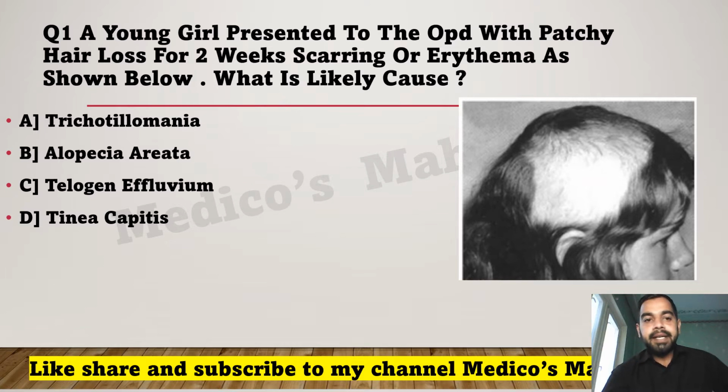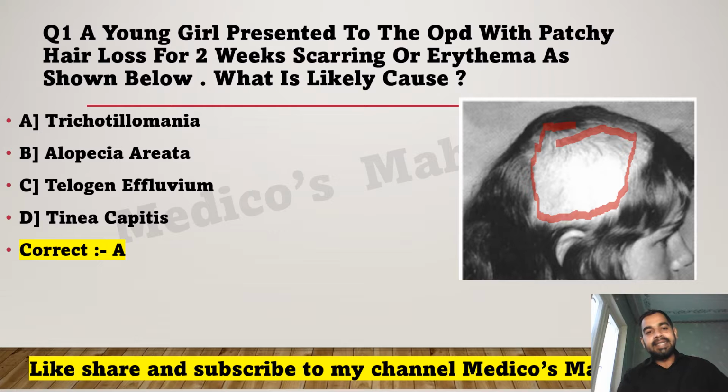So my dear friends, here you can see a question in front of you, and it is a previous year asked question. A young girl presented to OPD with patchy hair loss for 2 weeks, scarring or erythema, as shown below. What is the likely cause? Here you can see patchy hair loss. So the examiner is asking what is the likely cause. My dear friends, the cause will be option A, a condition named trichotillomania.